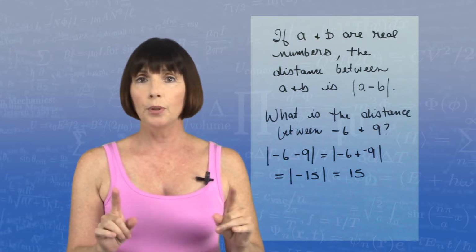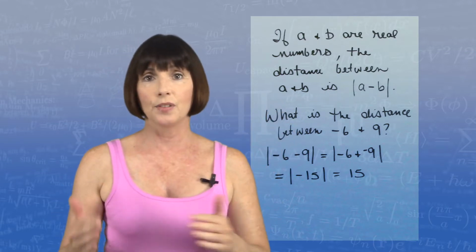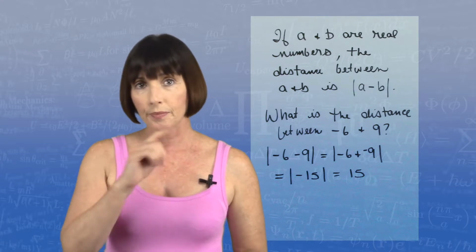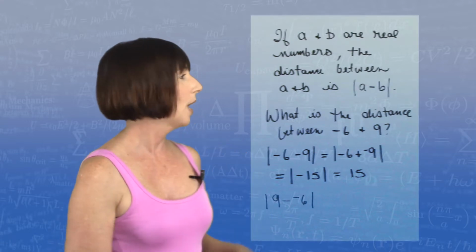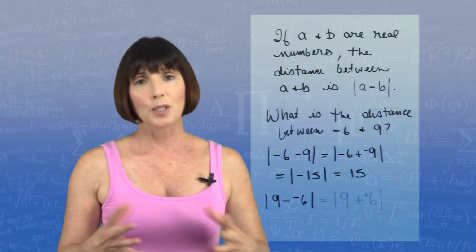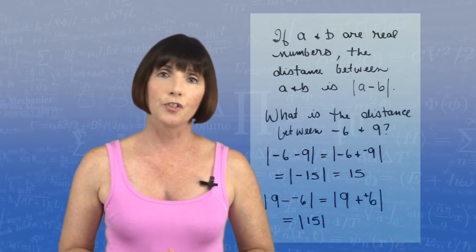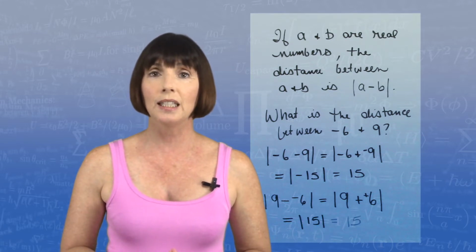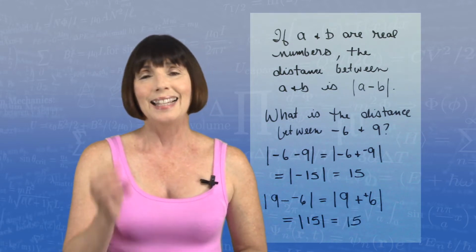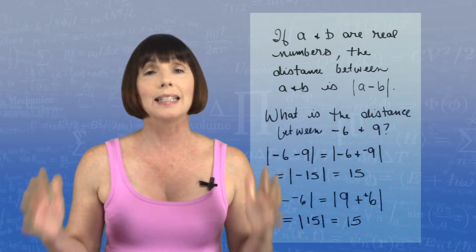Now, what if I had put them in the other order? What if I had said that 9 was A and -6 was B? Would it matter? Let's find out. So the absolute value of 9 minus -6 is the absolute value of 9 plus 6. 9 plus 6 is 15. The absolute value of 15 is 15. It doesn't matter which order I put these numbers in. Their distance apart is the same.